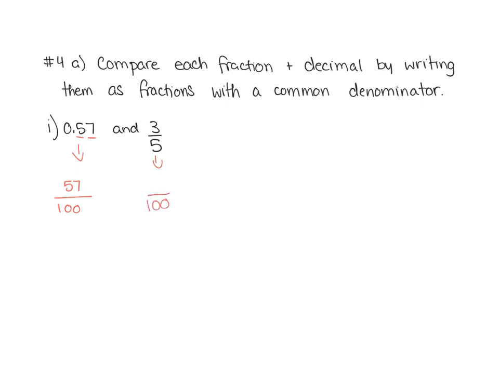So to get from 5 to 100, I need to multiply it by 20, which means I'd also need to multiply 3 by 20, which would give me 60. This makes it fairly easy to tell that, okay, 60 is bigger than 57, so 3/5 is bigger than 0.57.